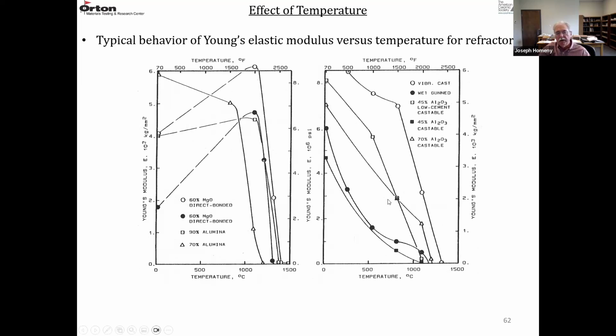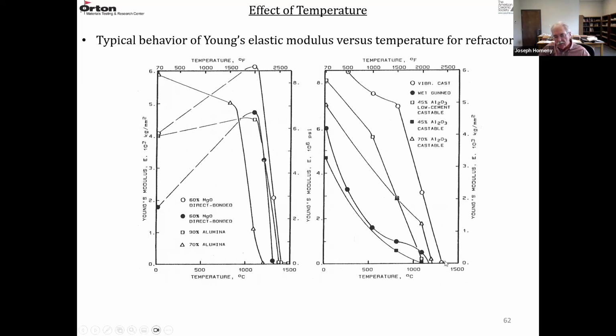And these are unfired castables, a vibration cast material, a gun material, a low cement castable, and 2 alumina based castables, 45 and 70% alumina. These start out as unfired, so when they're heated up, the hydraulic bond is destroyed, the porosity increases. So these are all going to be showing a decrease in the Young's elastic modulus.